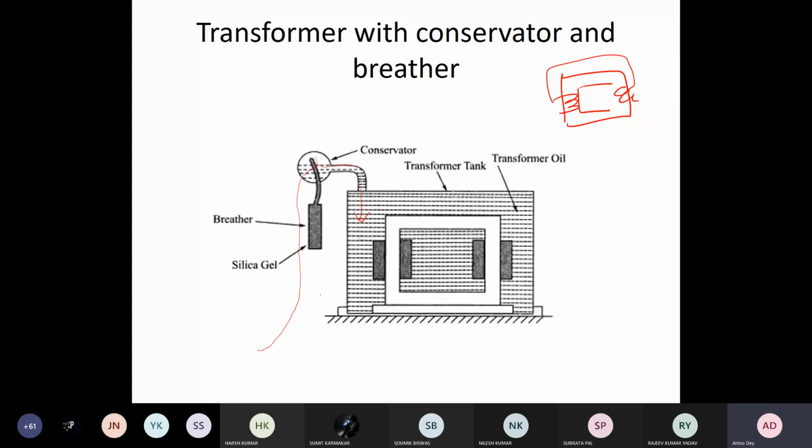If we do not use the breather and the silica gel here, then all the moisture from the atmosphere will go inside the transformer, and that will reduce the dielectric strength of your transformer oil. The insulating property of the oil will deteriorate, which we do not want. That's why we use this breather and silica gel, which remove all the moisture content in the air, so that your transformer oil health remains fine.